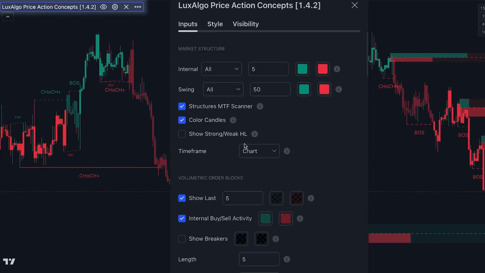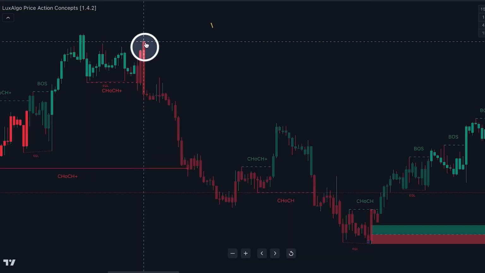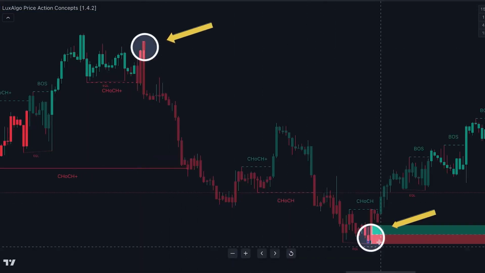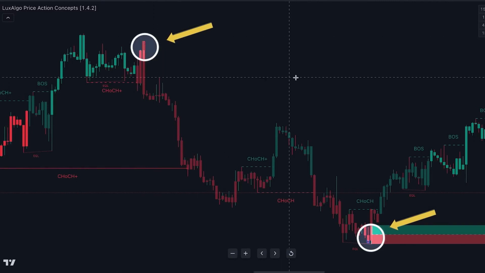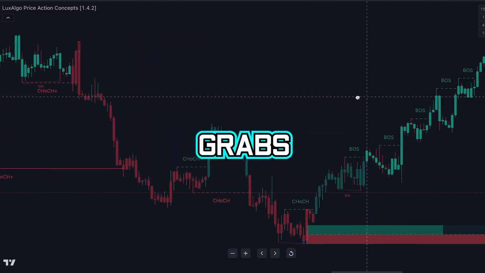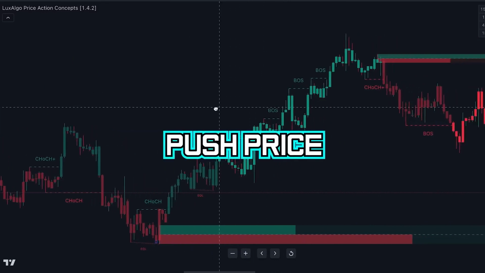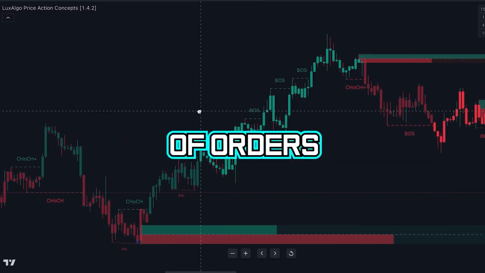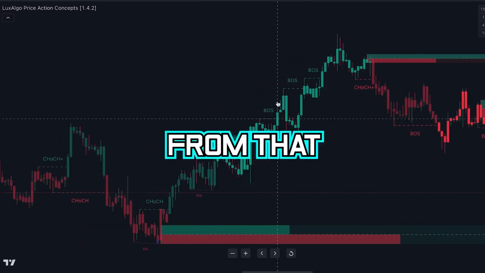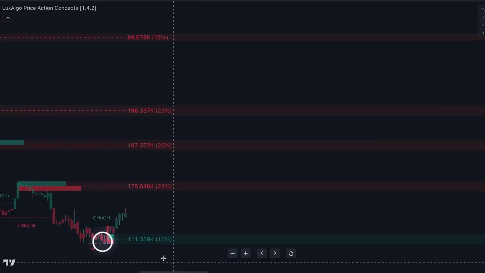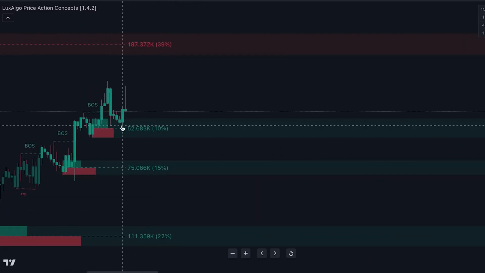Let's go into the settings and scroll all the way down to liquidity grabs and enable them. Once enabled, you'll see these blue and red lines highlighted at candle wicks to indicate liquidity grabs in the market. Liquidity grabs in Smart Money Concepts methodology refers to when market makers push price into an area with a lot of orders to trigger stop losses, and usually price will react strongly from that level. The indicator automatically detects and draws these liquidity grabs for you in real time.